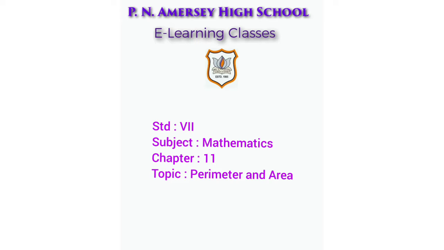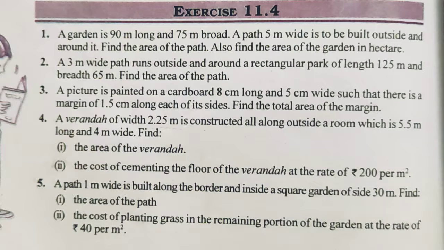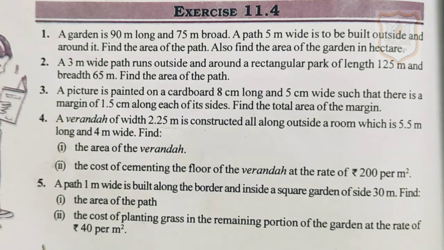We will continue with our chapter number 11, perimeter and area. Now let us continue with our exercise 11.4 question number 5.